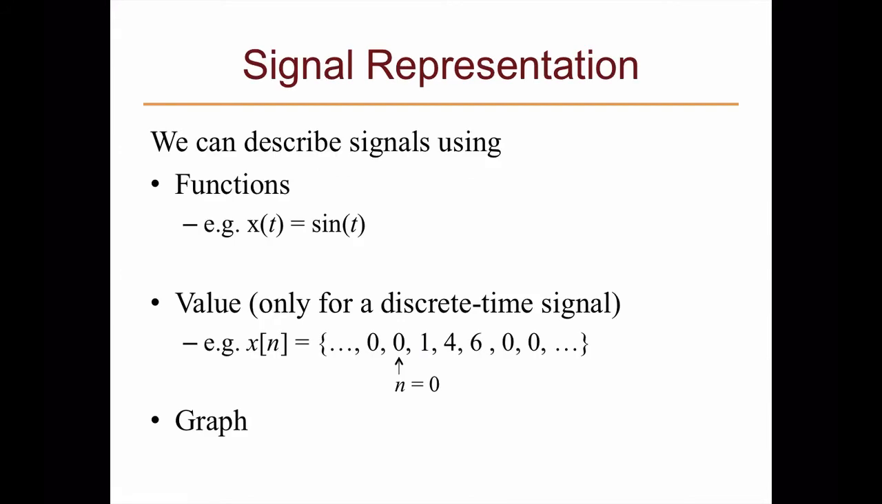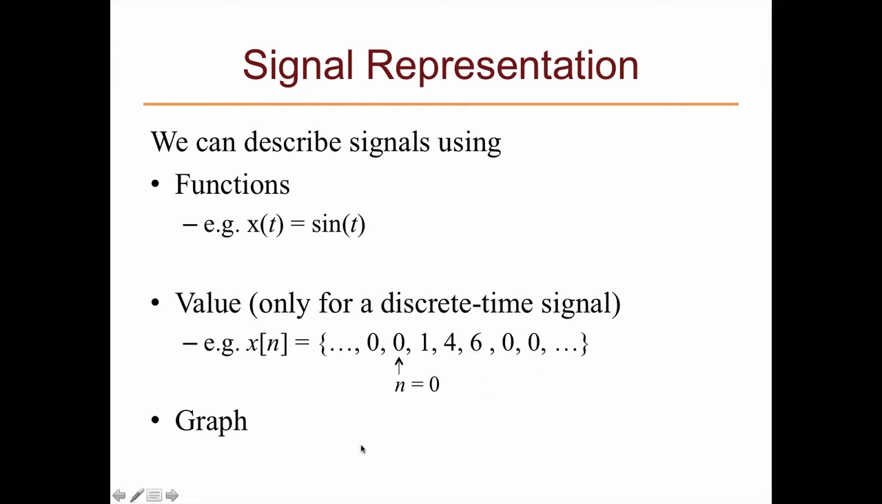We can describe signals in different ways. Here I show you three basic ways that you can do it. First, by representing it using a function. For example, if x(t) is in the form of a sinusoid, you can write that x(t) equals sin(t). You can write a signal as a sequence of values. Like in this example, x[n] is a sequence of 0 until the time index 0, and then 1, 4, 6 with time index 1, 2, and 3, and 0, and so on.